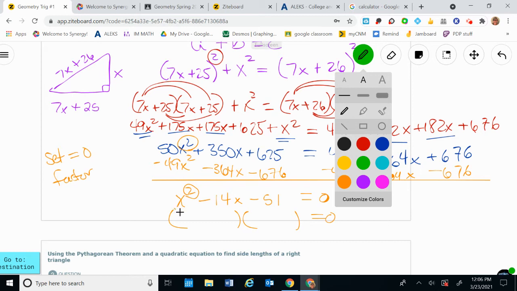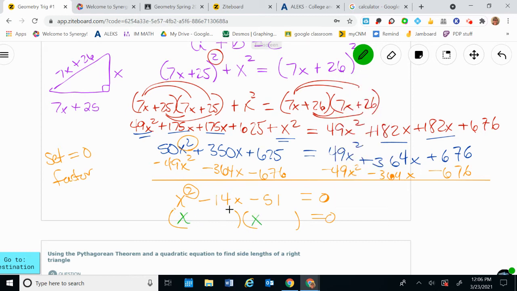All right, so now you're going to try to factor it. X and X. And what 2 things multiply together to get 51? I believe 51, if you add the digits, 5 plus 1, you get 6, which is divisible by 3. So we know 51 is divisible by 3. 3 goes into 51 17 times. Okay, so 3 times 17. And notice, I can get a negative 14 from that. I can do negative 17, positive 3.